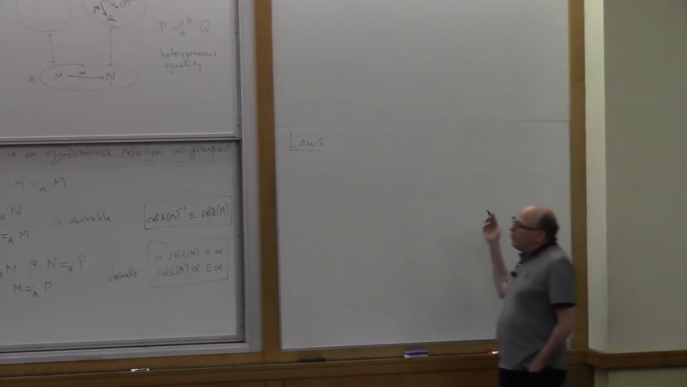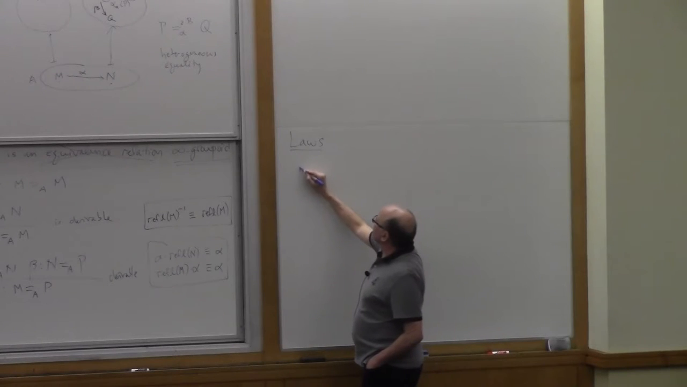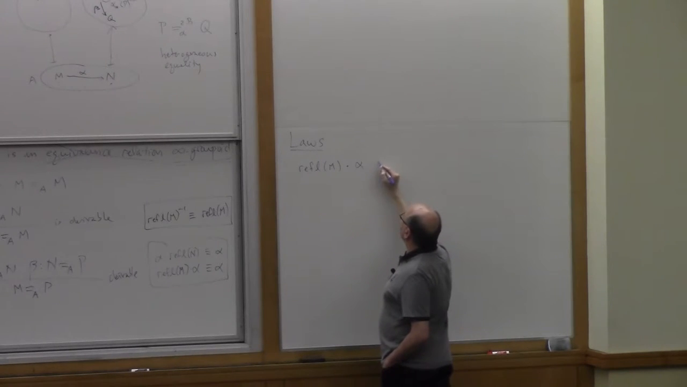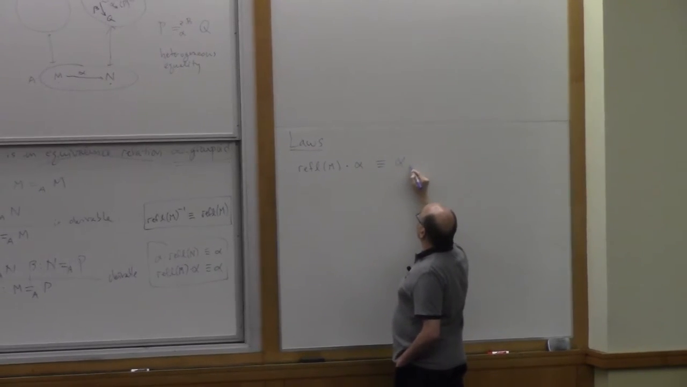So the laws, though, look like the group laws. So they're going to say, if I take reflexivity of M, and I concatenate that with any alpha, that should be alpha.